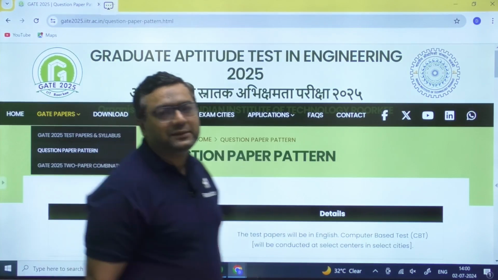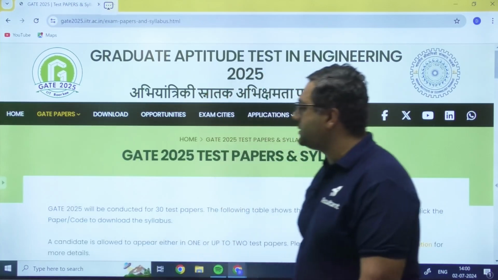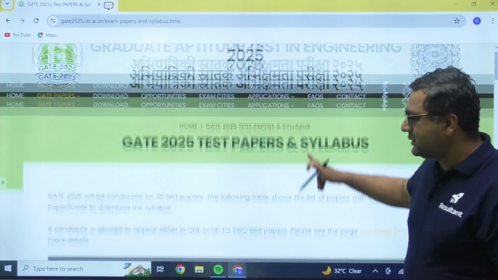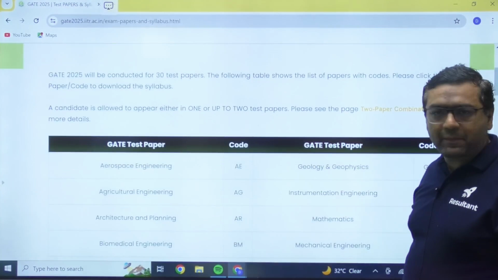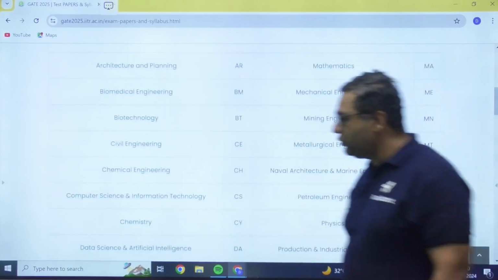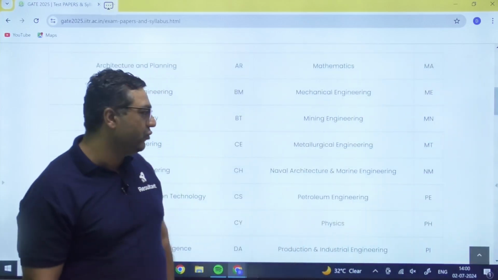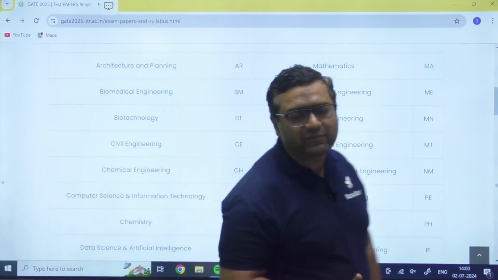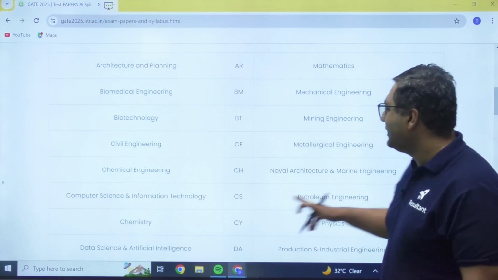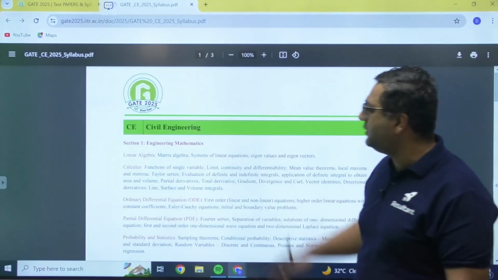In the GATE paper section, if you want to check the syllabus, you can go to the GATE 25 paper and syllabus. When you go to this, GATE 25 will be conducted in 30 papers. These are those 30 papers. So you can watch your individual syllabus as well. Here I will show you one or two syllabi, like for civil and mechanical. You can see civil engineering is there. When you click it, you will get the civil engineering syllabus.